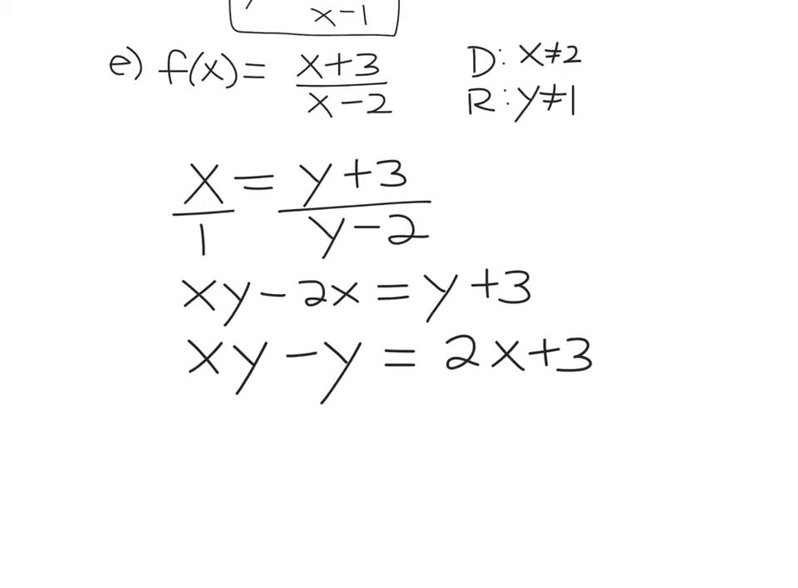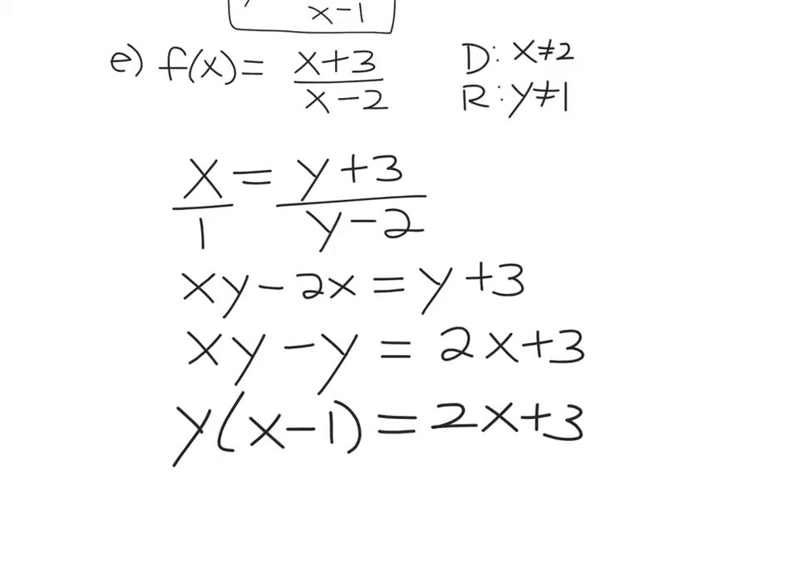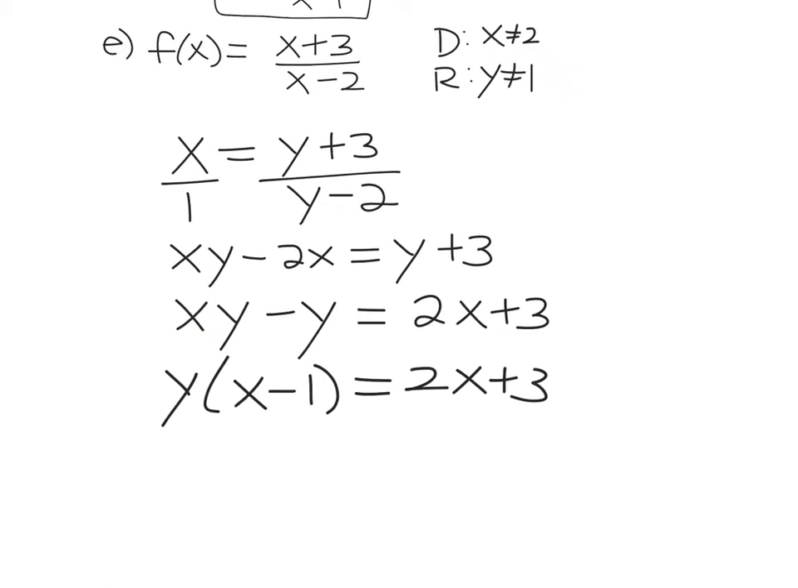Okay. It's kind of nicer the second one, huh? You kind of know what you're doing a little bit now. So what's the next step that you're going to do? You're going to factor that y to the front, and then you'll get x minus 1. Okay? And then finally, last step, divide. And so the inverse is 2x plus 3 over x minus 1.